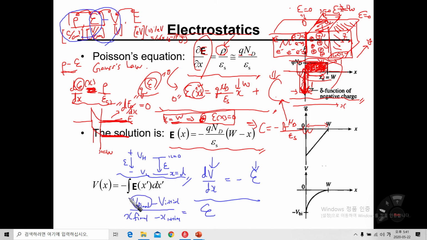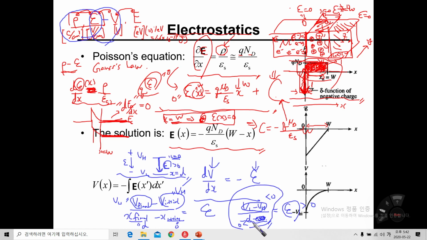So V final is V low, right? And V initial, the voltage at the initial stage here, is VH. And x final is defined as D, and x initial is 0. So if I write it again, VL minus VH divided by D minus 0 is equal to the electric field. But the electric field is formed along the plus x direction, so this value should be positive. But take a look at the left-hand side. VL must be lower than VH, so that is negative. But D is higher than 0, so that is positive. So the left-hand side is negative, the right-hand side is positive.